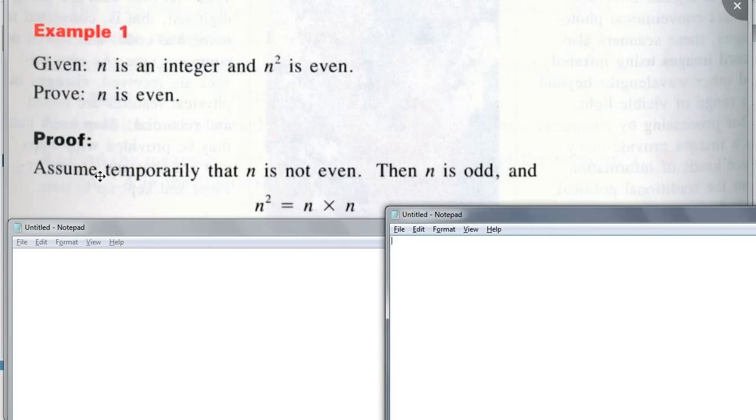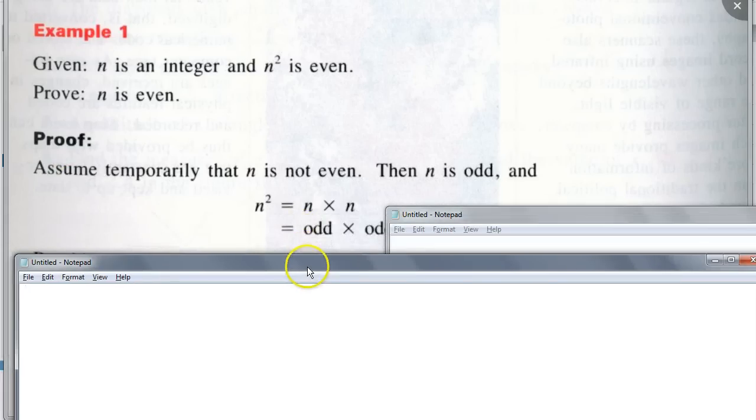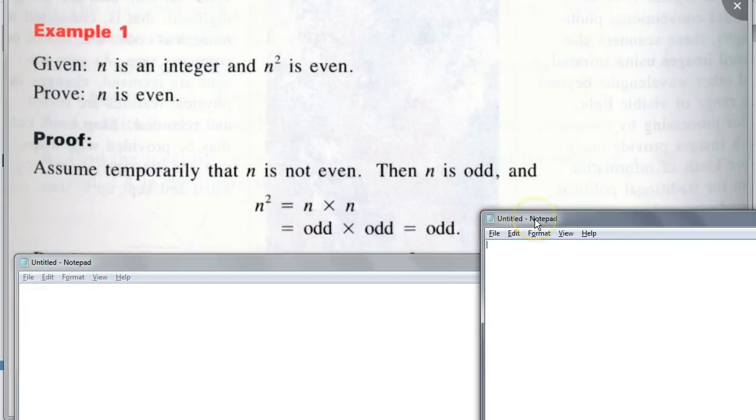What do you get when you multiply odd times odd? Like 3 times 5, what do you get? What about 11 times 3? Odd, right? Odd times odd is odd. So what can you say here? Odd times odd is equal to odd. Now, this is our step 2.